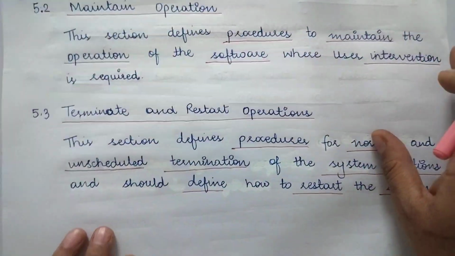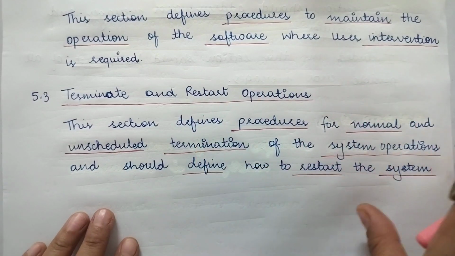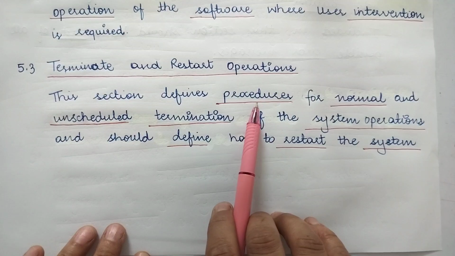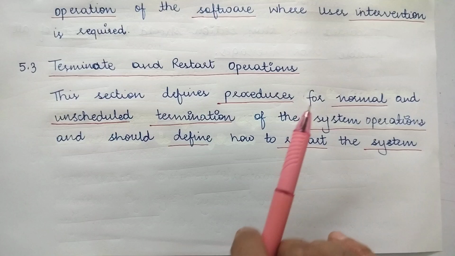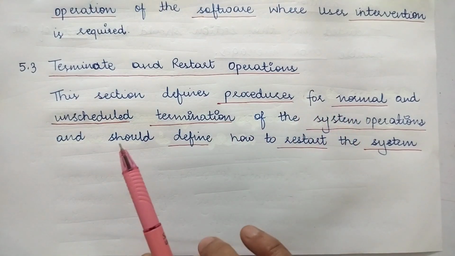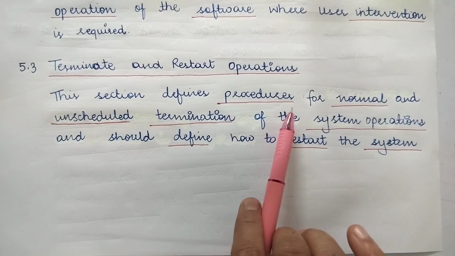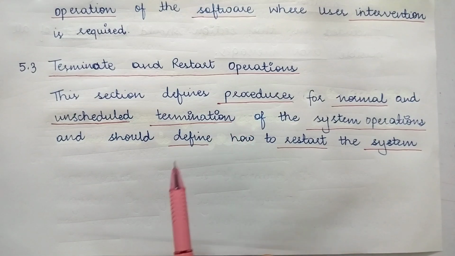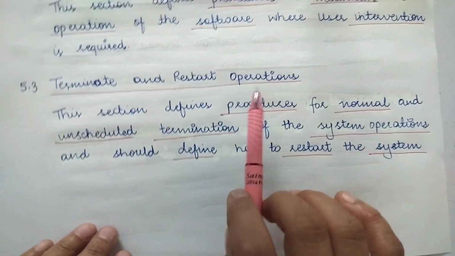Then another subsection within the operating instruction section is your terminate and restart operation. Now this subsection defines all the procedures for normal and unscheduled termination. That means if the system terminates in a normal manner, or if it terminates in an unscheduled manner, whatever the procedures for such terminations are would be described in this particular subsection, and it should define how to restart the system in both cases. So this information is provided in the terminate and restart operations.